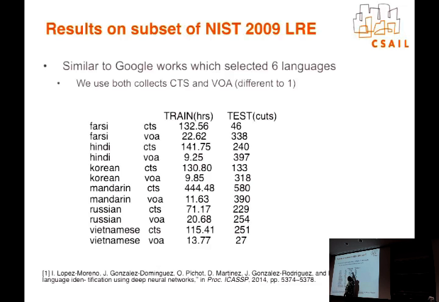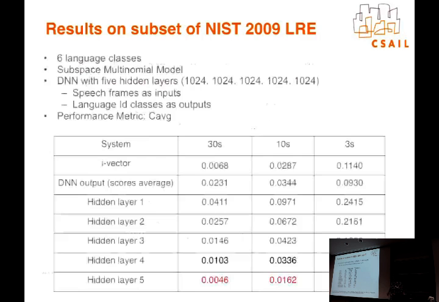So this is how many hours of training we have, and this is how many cuts in the eval from both CTS and VOA for each one. So we said, okay, let's go with the ones that have the most data. I trained a DNN that takes the PLP features for this system, and the output is the language, 6 languages. How much speech in each test track? 3 seconds, 30, and 10. The result is by 3. So I took 5 layers of 1,000 units, and the output is 6.